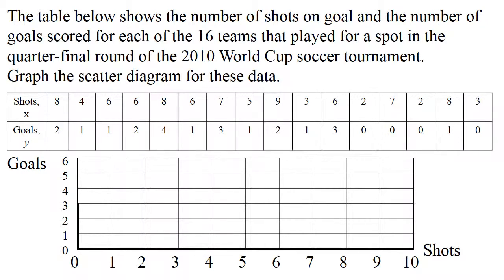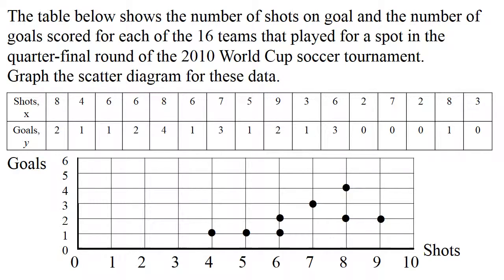So I go to the point (8, 2), so over 8, up 2, put a dot. (4, 1), over 4, up 1. (6, 1), go over 6, up 1. (6, 2), go over 6 again, but this time go up 2, put a dot. (8, 4), go over 8 and up 4. (6, 1). Now notice I've already put a dot on (6, 1), so I'll skip over that. (7, 3), go over 7, up 3. (5, 1), go over 5, up 1.